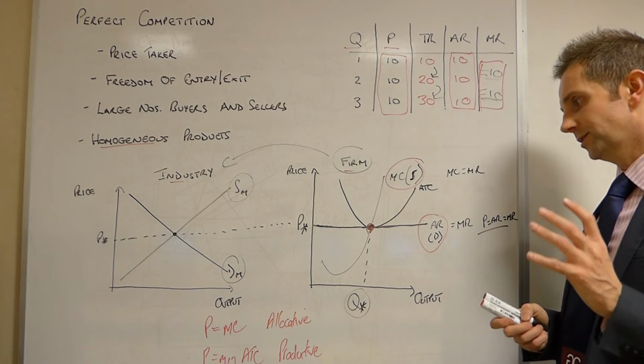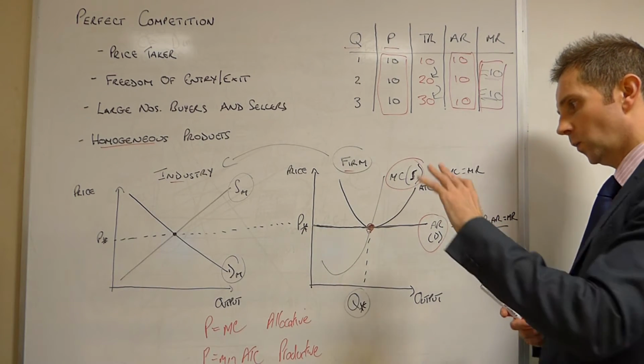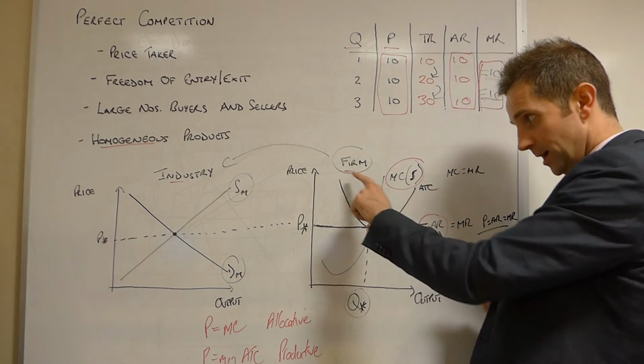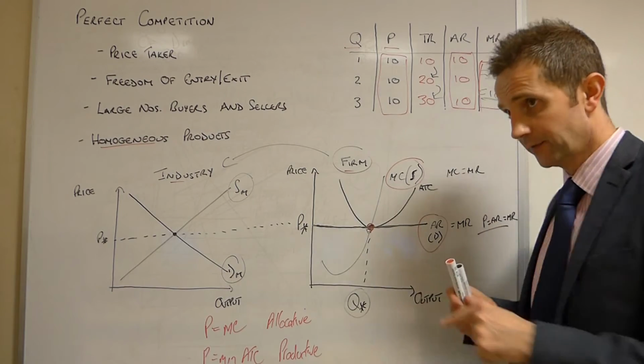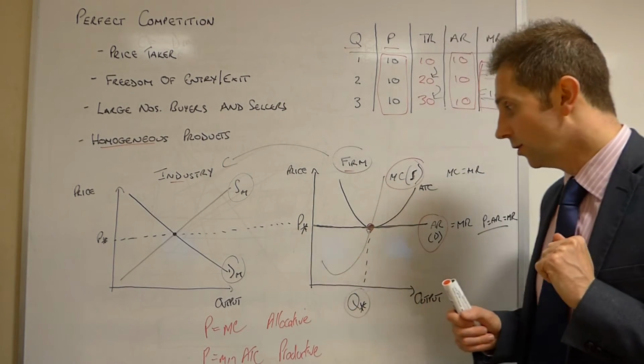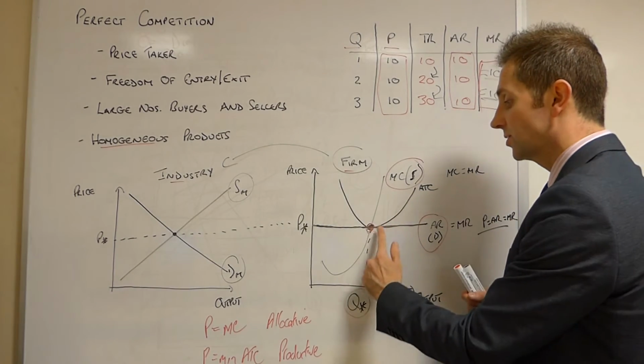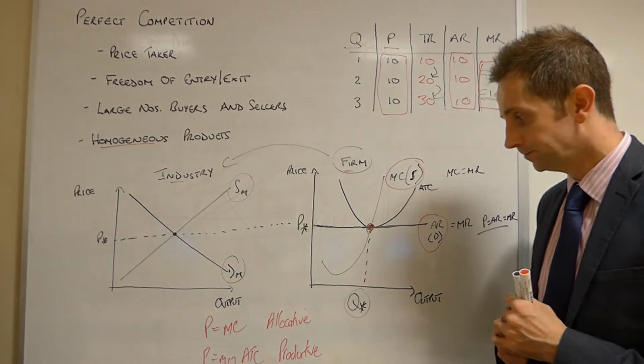So, as a consequence of this, ladies and gentlemen, we're still unsure as to whether or not the firm's making a profit or a loss, so we add our average total cost curve. You know it's U-shaped due to the law of diminishing returns. You know that the marginal cost curve cuts through it at the minimum point.